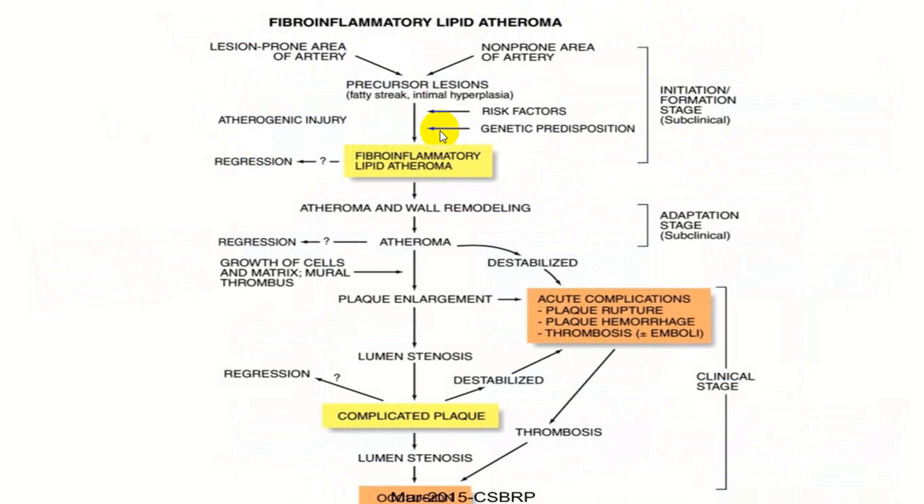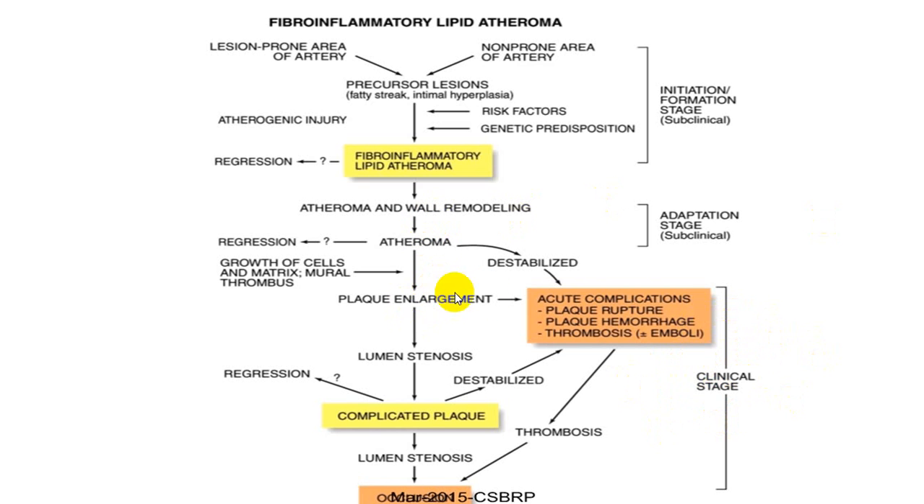So secondary to formation of atherosclerotic plaque, there is a remodeling of the arterial wall. Atheroma will give rise to a complication, destabilization, or what we call a plaque rupture. And secondary to rupture, plaque hemorrhage and thrombus formation, we call it thrombosis, which can end up with embolism and can give rise to an acute occlusion of small blood vessels.